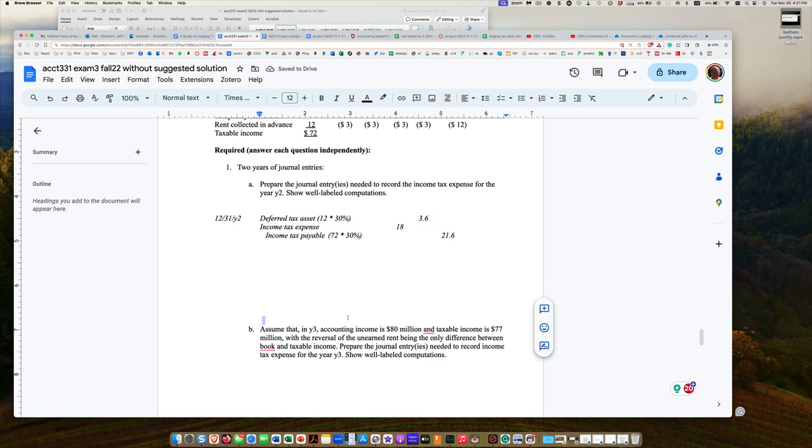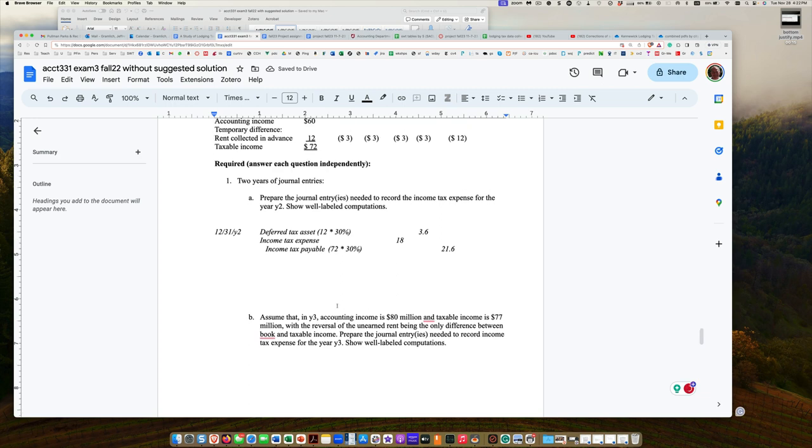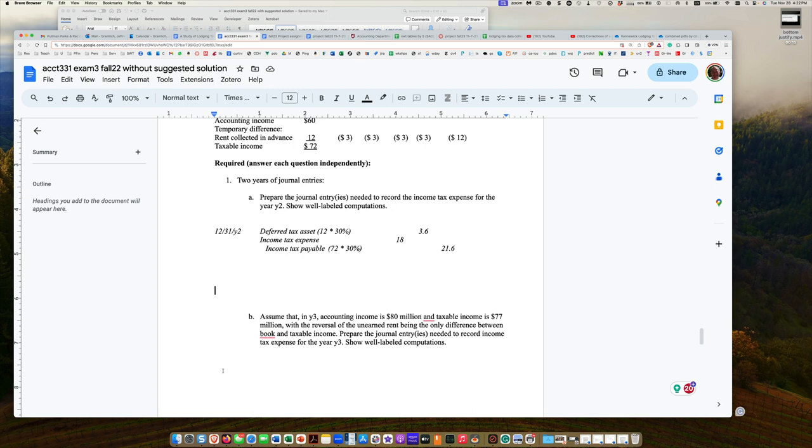So now we're going to go down to the next one. It says assume that in year three, accounting income is 80 million and taxable income is 77 million, with the reversal of the unearned rent being the only difference in book and taxable income. So the prepaid tax related to this 12 million, we used some of that. It's just like prepaid rent being used up. So now it's 12/31, year three.